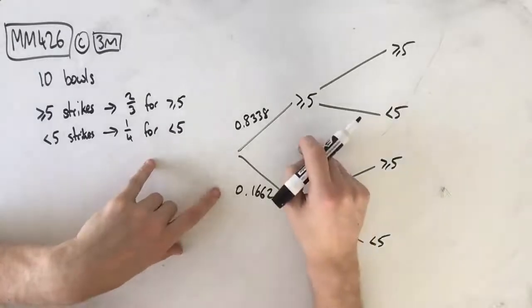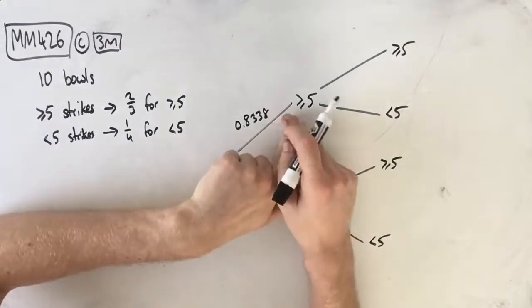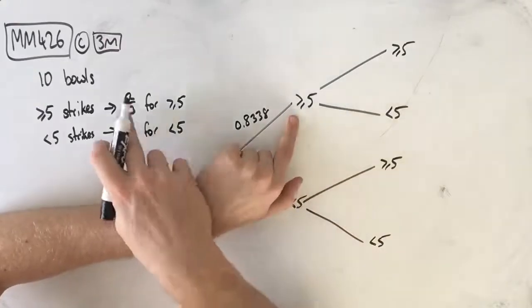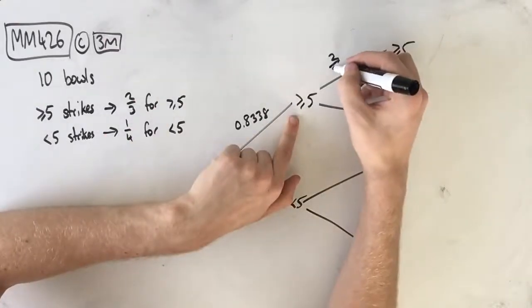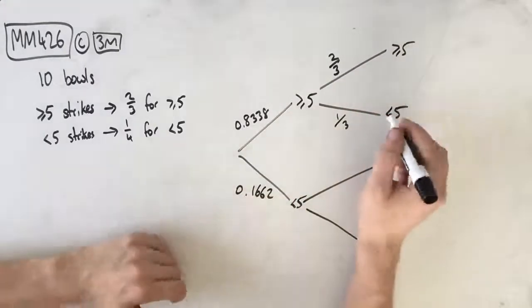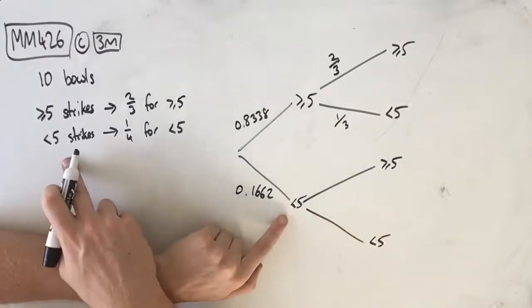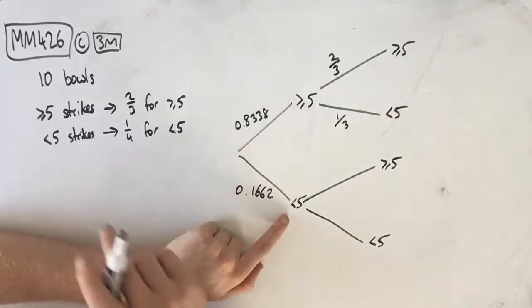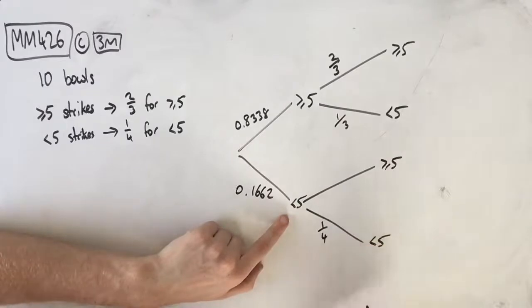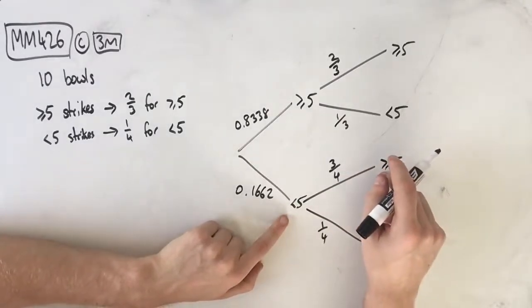Awesome. Now, if he scores at least 5 strikes in the first game, he's got a 2 in 3 chance to score at least 5 in the second game. Which means he's got a 1 in 3 chance to not score it. Or to score less than 5, I should say. If he scores less than 5 strikes in the first game, he's got a 1/4 chance to score less than 5 in the second game. Which means he's got a 3/4 chance to score more than 5, or equal to 5. Awesome.